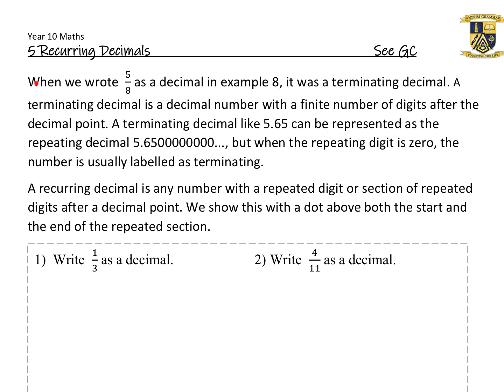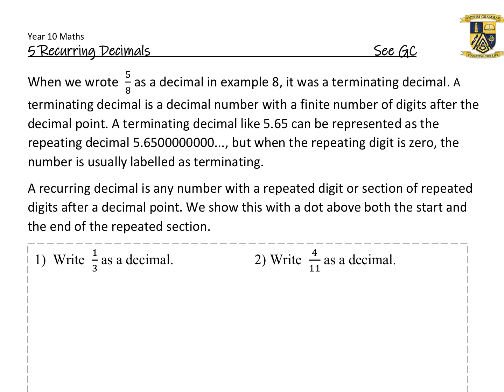So, when we wrote 5/8 as a decimal in example 8 and earlier on, it was a terminating decimal. A terminating decimal is a decimal number with a finite number of digits after the decimal point. A terminating decimal like 5.65 can be represented as the repeating decimal 5.6500000000 and so on. But when the repeating digit is 0, the number is usually labelled as terminating. You just don't write them like that. Terminating means there's no other digits that are non-zero afterwards.